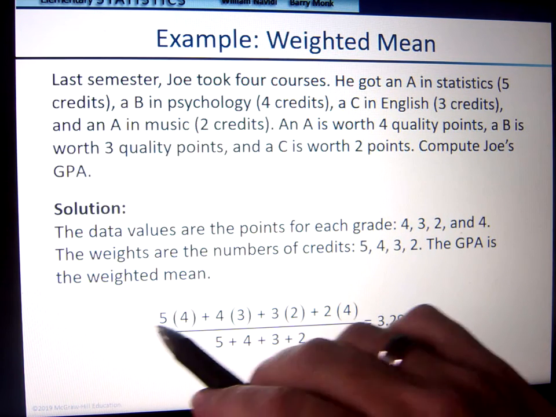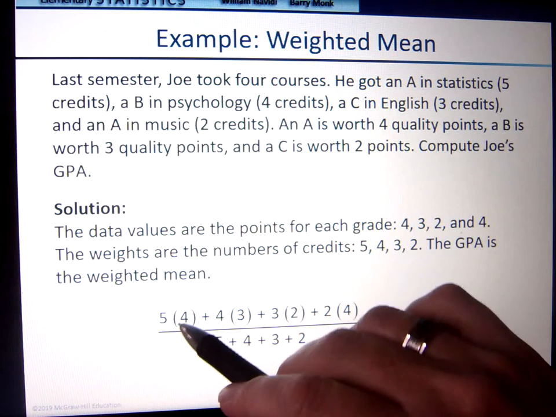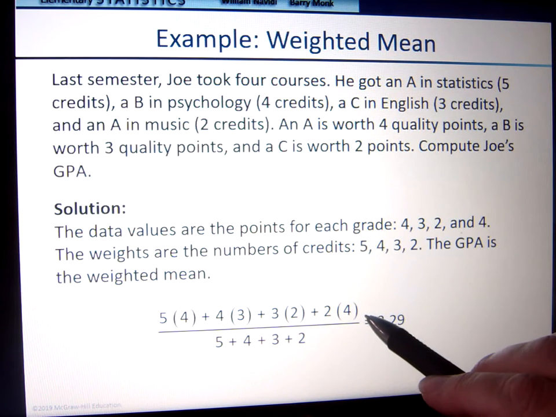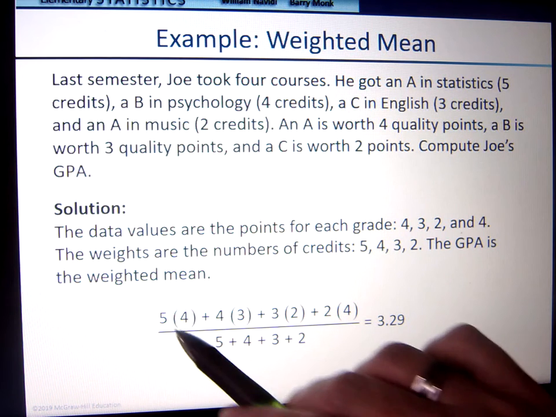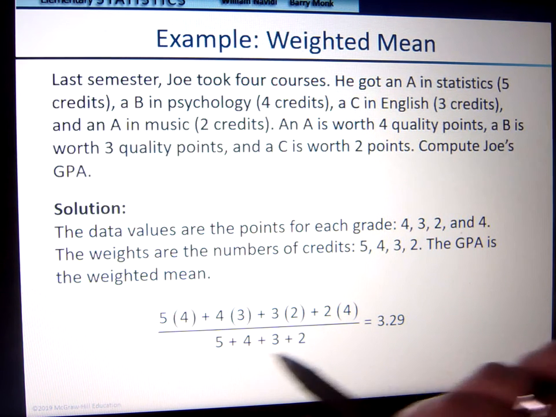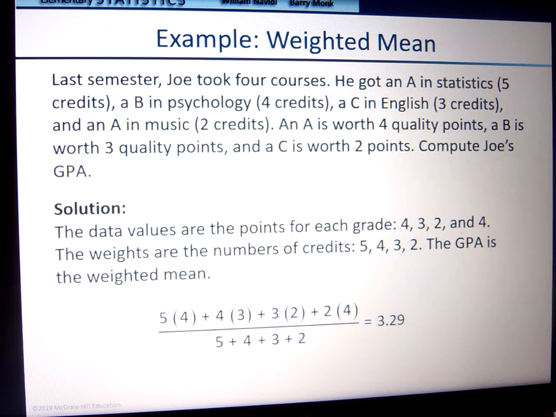You multiply first, add them together following the order of operations, and then you divide by the weights. So 5, 4, 3, and 2, add it across the bottom, and you will find Joe's GPA to be 3.29.